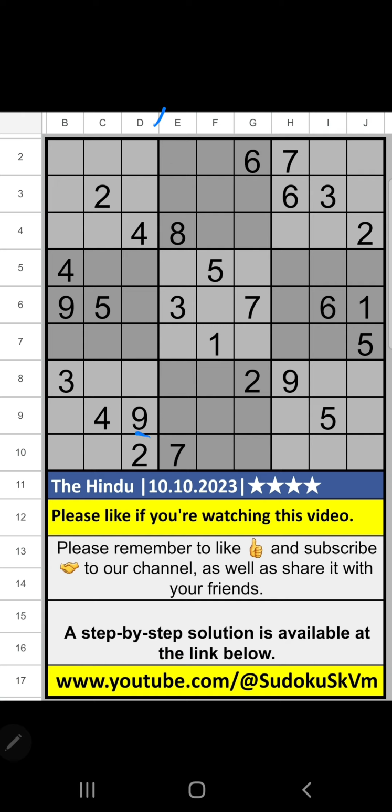Column D, we get 2 and 4. So 2 and 4 can't come in this cell. It will come in one of these cells. We will confirm later. Then 6th row, only one number is remaining. 8. 8 is confirmed here.